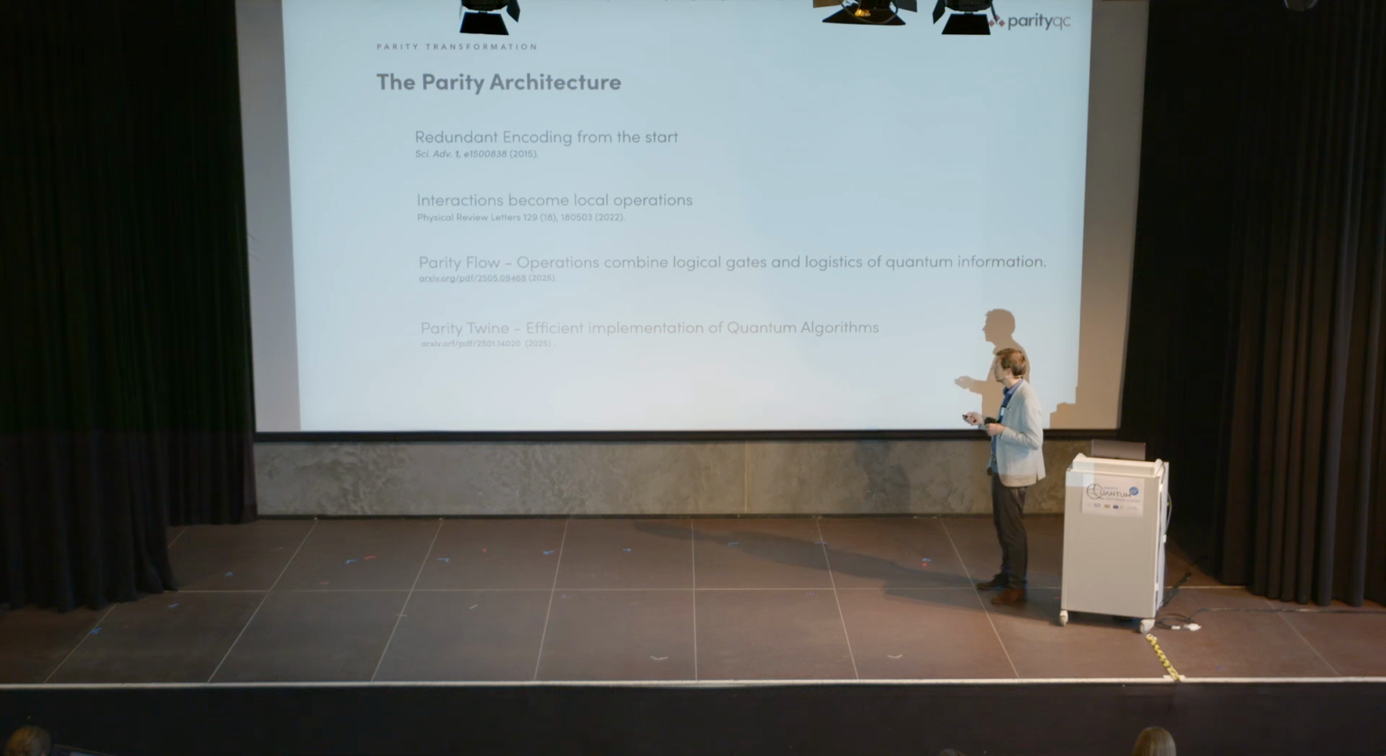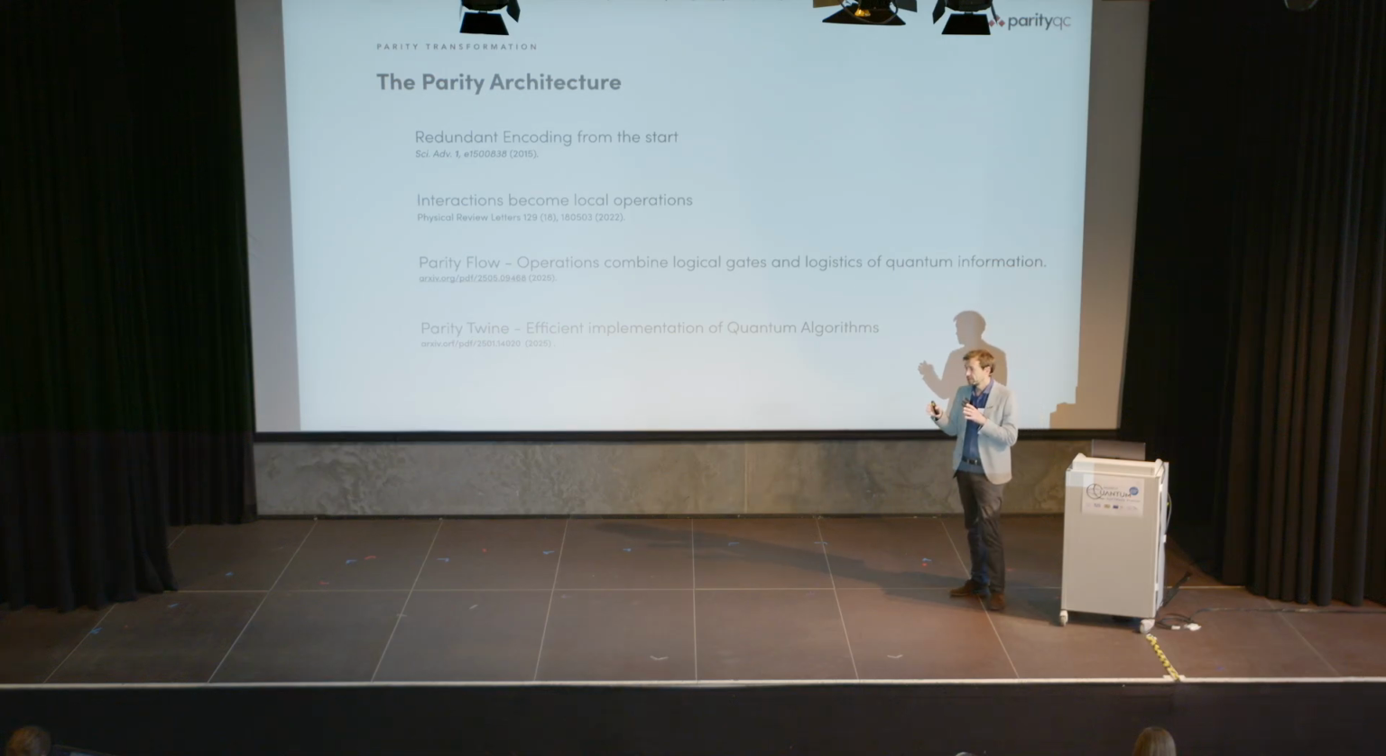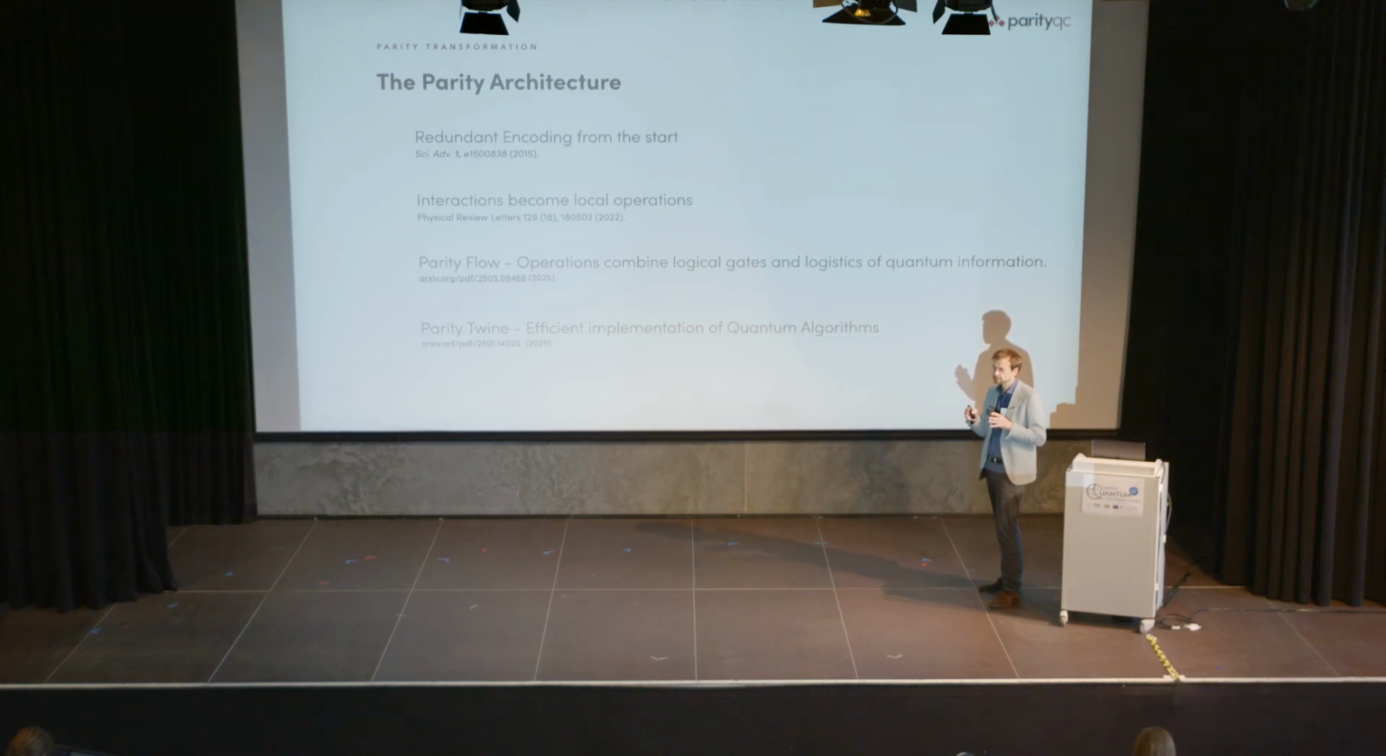So this is our mechanism that allows us to actually design the algorithms. What I will show is how we make use of physical operations, on the one hand to execute the algorithm, but at the same time to do the logistics of the quantum information on the chip. So these are often two things that are separate now. We would do swap gates or lattice surgery, and on the other hand we have the gates. In our case, we make use of both of them. And lastly, something that we call Parity Twine. I will show you how we can efficiently implement algorithms with that.